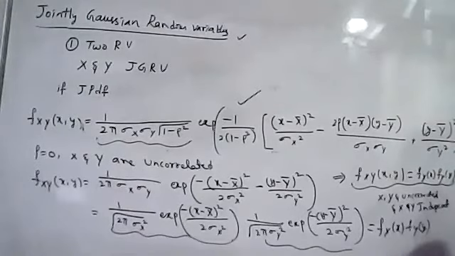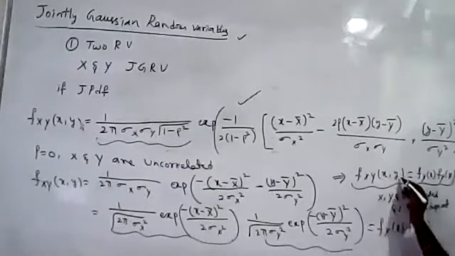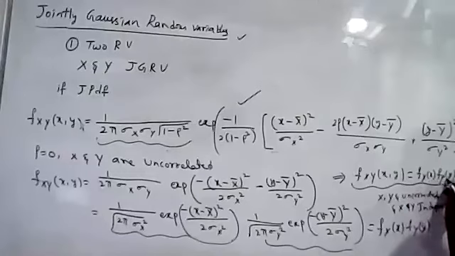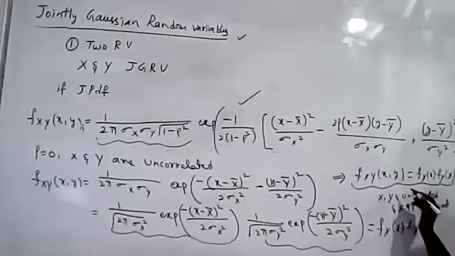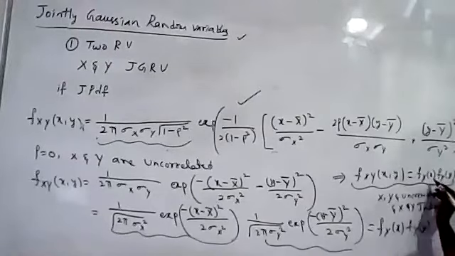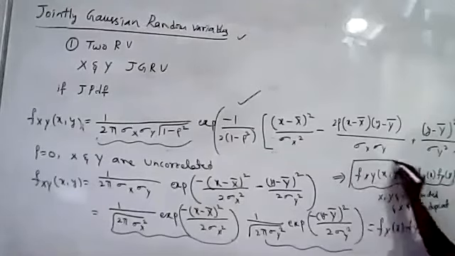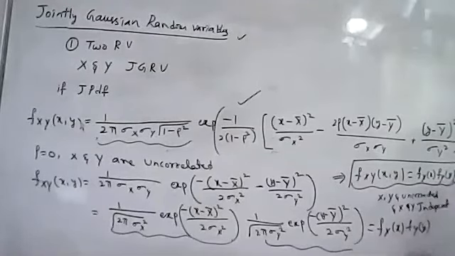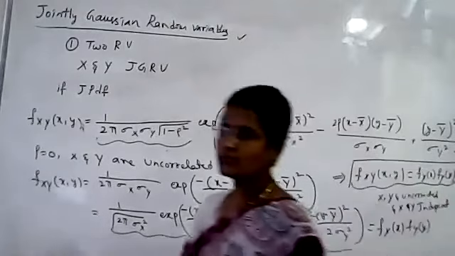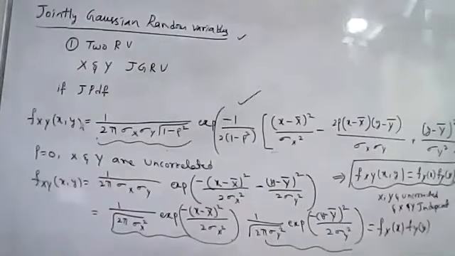If two random variables are uncorrelated, in the case of Gaussian random variables, fXY(x,y) can be written as fX(x) into fY(y). Then the two random variables are also independent; we use the same relation to denote that two random variables are independent.